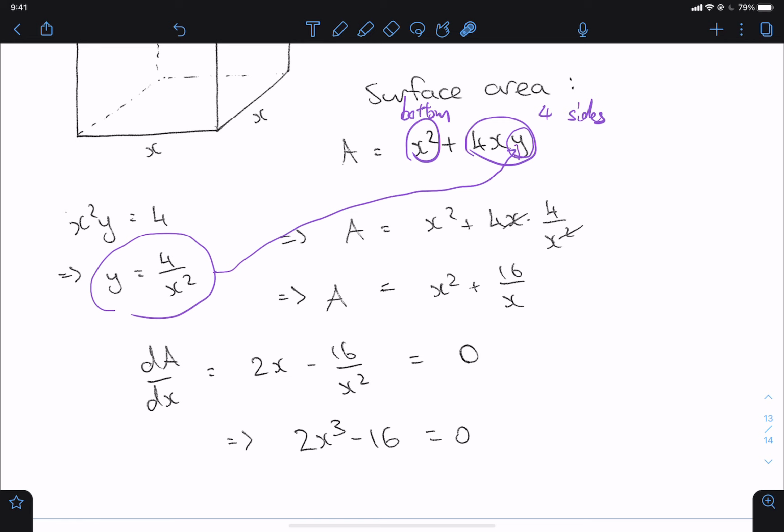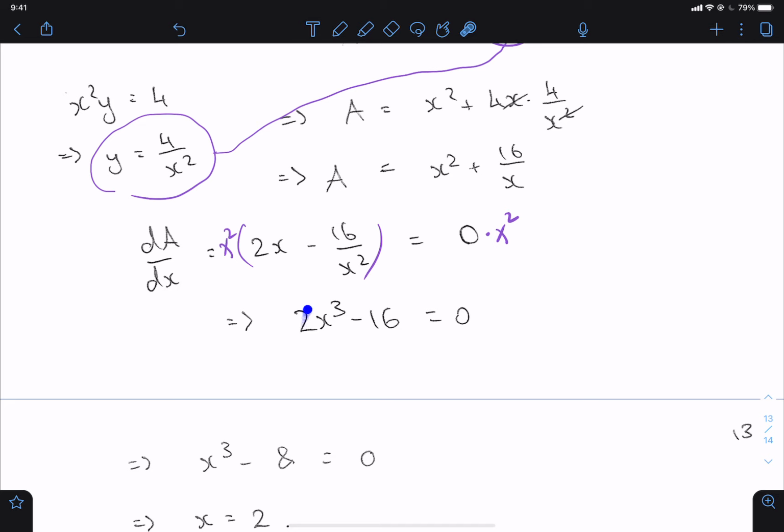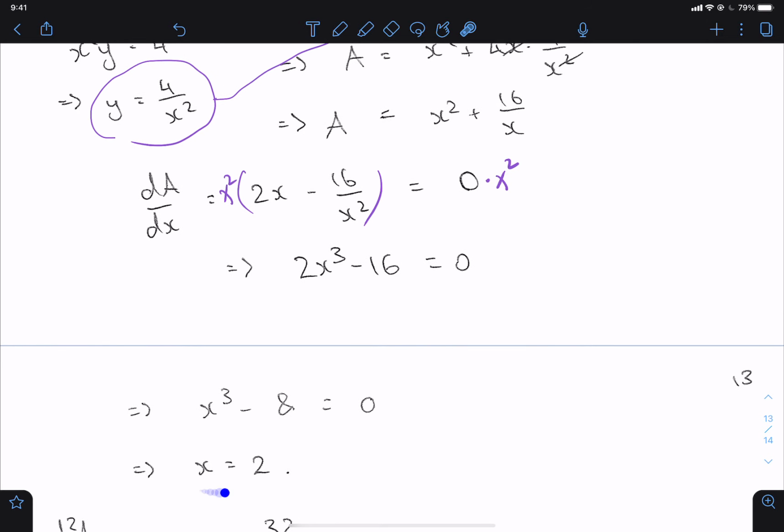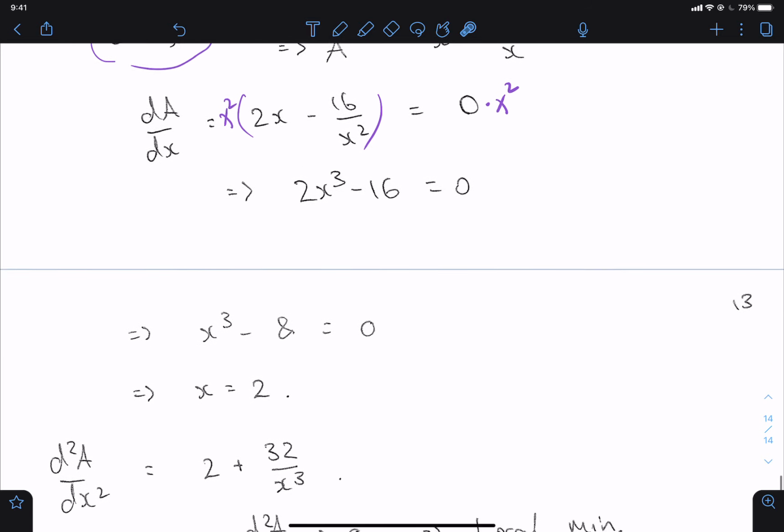The same routine: take the derivative and let the derivative equal 0. Then solve for x, so multiply both sides by x squared. This x squared times 2x becomes 2x cubed, and this x squared cancels with the x squared, so 16 is here. Then both sides divided by 2, so 16 becomes 8. Then solve it, x is equal to 2. X equal to 2 is a critical number.